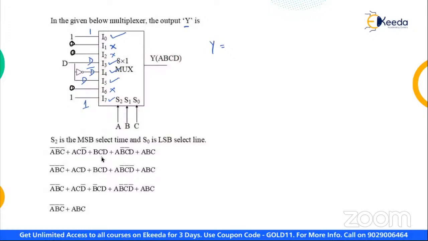Okay. So obviously this will be S2 bar. Let me repeat what I said. I asked what you think, when I0 will get selected, when I0 will get connected to output Y, what should be the combination of S2, S1, S0 for that? That was my question. I hope my question has reached you.